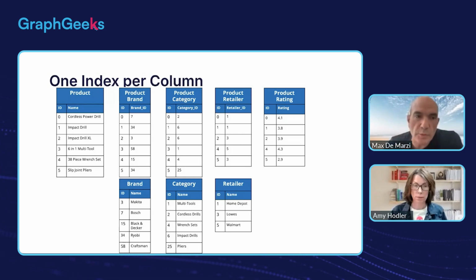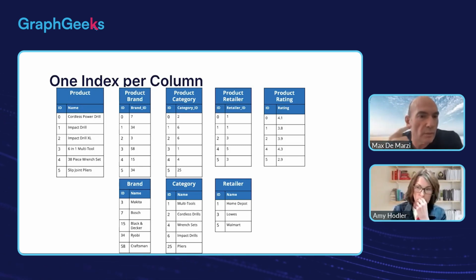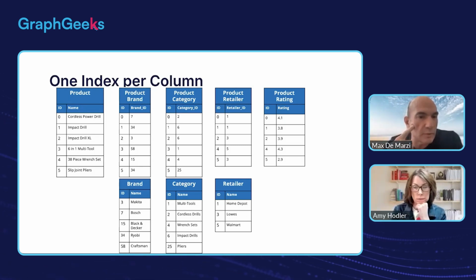Now, what you do is you index both sides of the table, so one index per column. This is the part that kind of sucks because you have to do this for everything in order to make it work. But what's nice about it is that it makes it easy to find rows from either direction. So if you wanted to know all the products that have a rating of 3.8 or all the products that came from retailer 3, great. You can just go to the product retailer, find it by index, and get your answer.